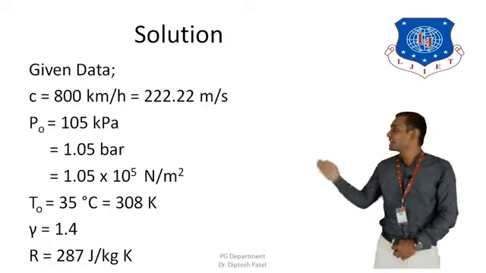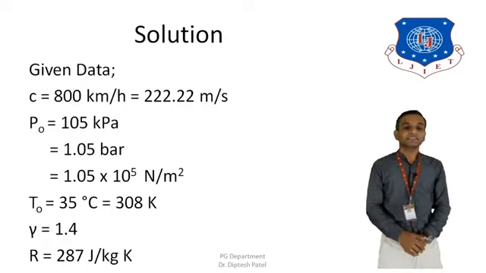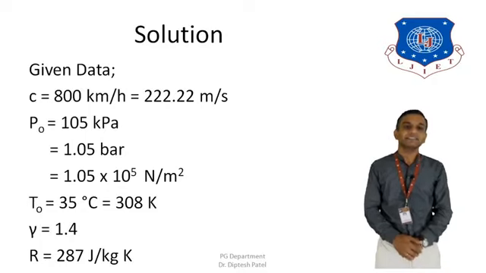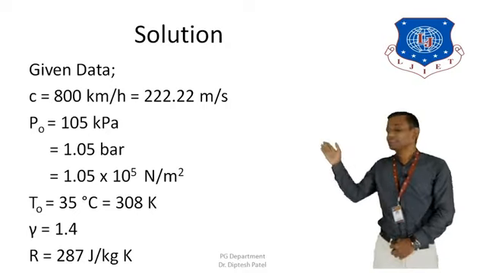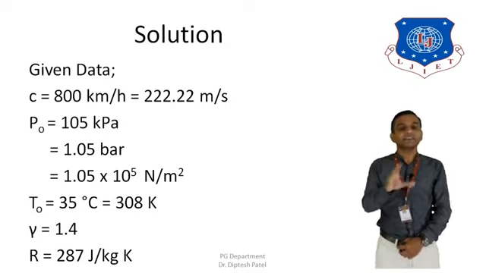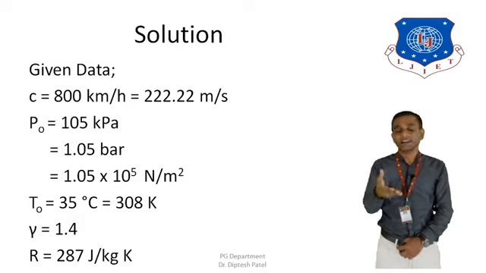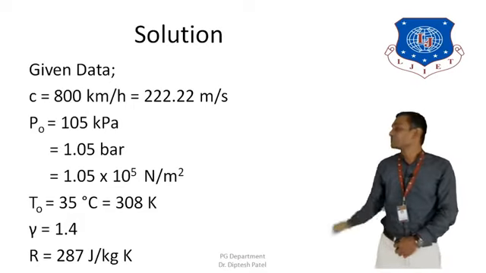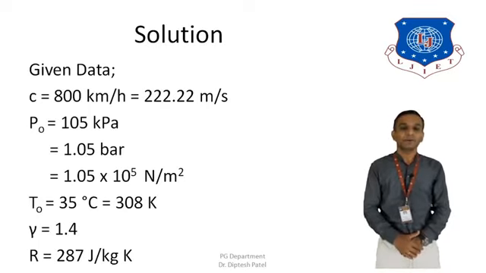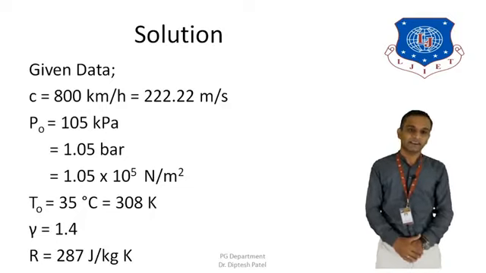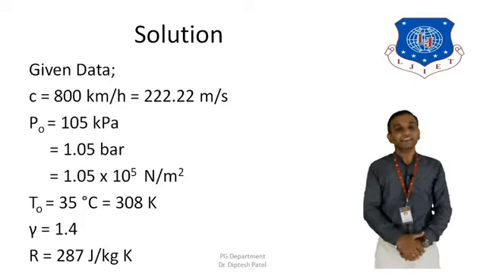Now let's go through the given data here. The first thing is the flight speed, which is considered as C is equal to 800 kilometer per hour. What we are going to do is convert that into meter per second. So I'm just going to multiply 800 with 1000 and divide by 3600, and that's how I can convert it into meter per second. So now we get C is equal to 222.22 meter per second.